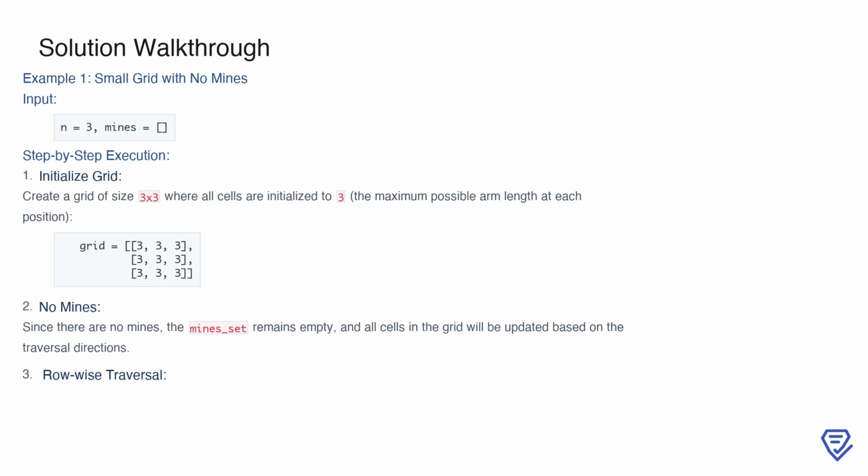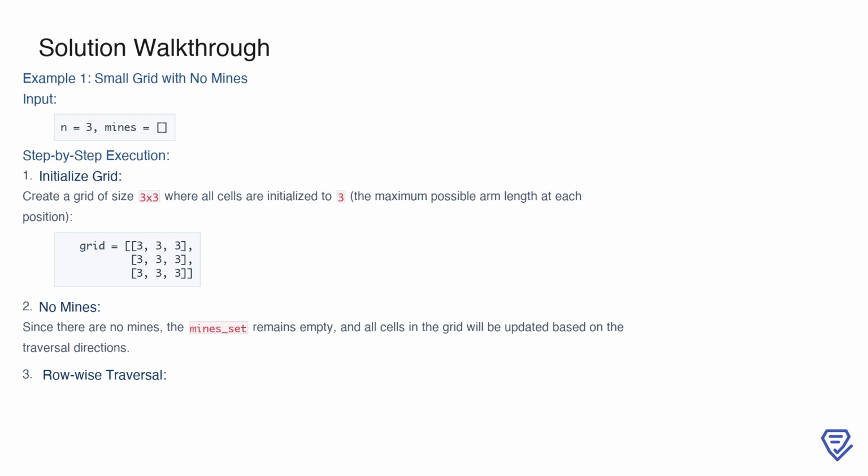To solve this problem, we start by initializing a grid of size 3 by 3, where all cells are set to the maximum possible arm length, which in this case is 3. This represents the largest potential plus sign order at each cell if there are no restrictions. Since there are no mines in the grid, the mines underscore set remains empty, meaning no cells are blocked.